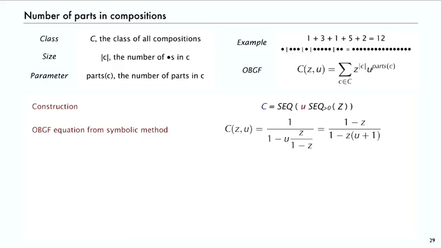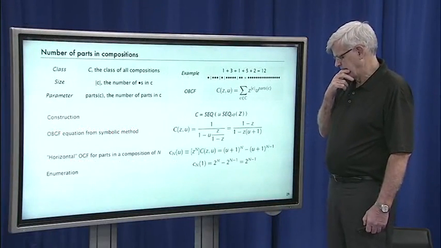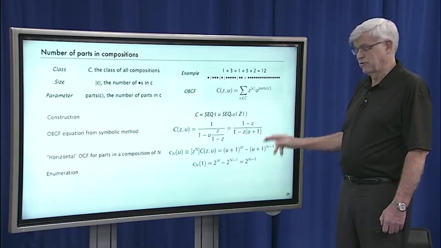U times sequence greater than 0 of z is u times z over 1 minus z. Sequence of that is 1 over 1 minus that. Simplify by multiplying by 1 minus z, and we get the expression 1 minus z over 1 minus z minus zu. So to compute the horizontal ordinary generating function, we take the coefficient of z to the n in that, and that's very similar to our calculation for binomial coefficients. It's just (u plus 1) to the n minus (u plus 1) to the n minus 1.